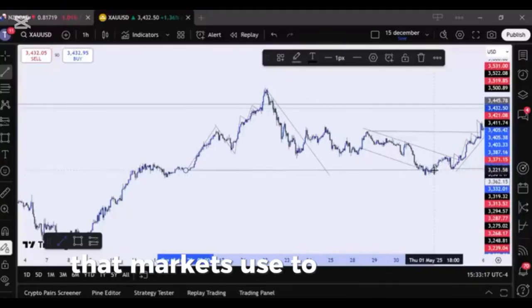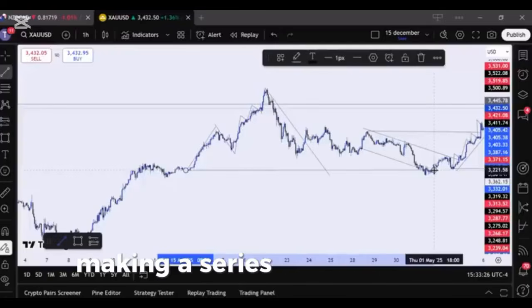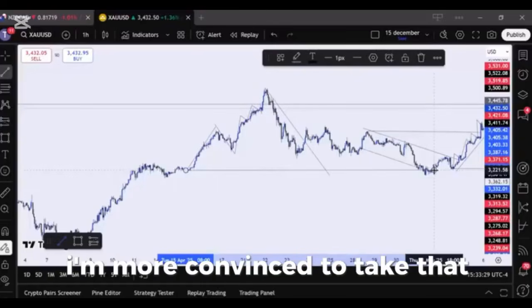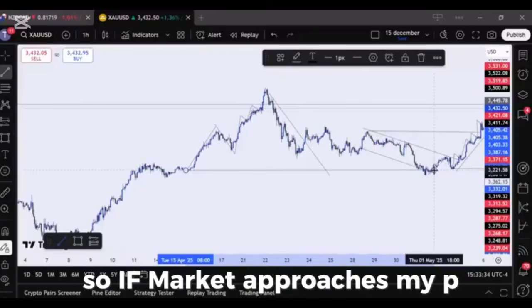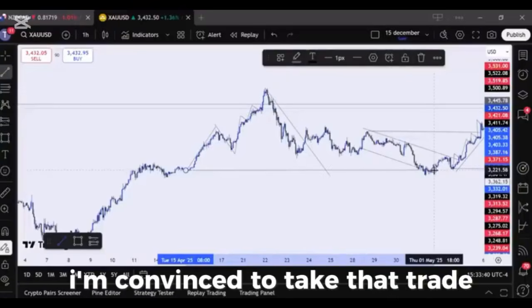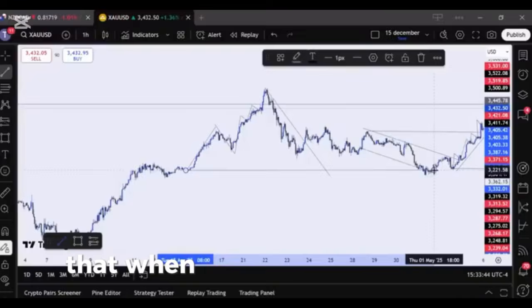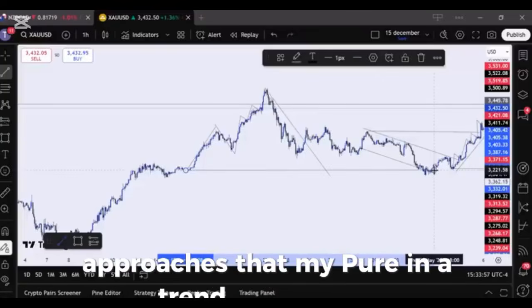So the pattern that market uses to approach a point of interest is very crucial, and it will tell you. If you're looking for a buy, for example, before market approached your buy POI, it was on a downtrend, making a series of lower highs and lower lows. I'm more convinced to take that buy because I know there's liquidity on the upside that market needs to go and clear. So if market approaches my POI in a trend-like manner, I'm more likely to be convinced to take that trade because there's liquidity on the upside, than when market approaches it impulsively. Say I have a buy point of interest, and before market approached it, it was a huge sell that market used to sell into that zone. I'm going to be a bit more skeptical to take that trade than when market approaches my POI in a trend-like manner.